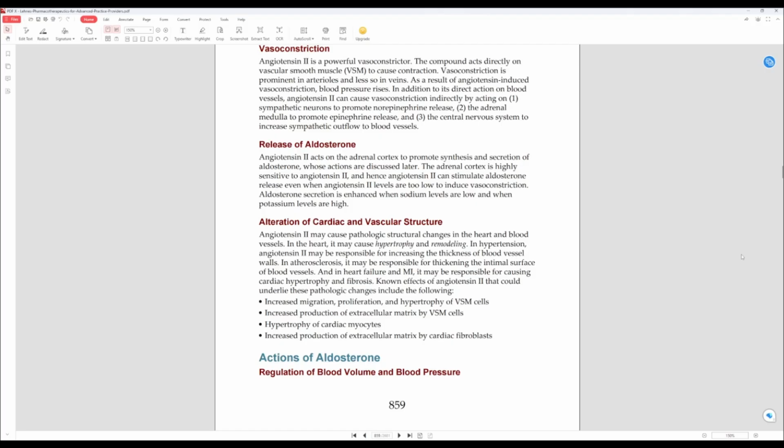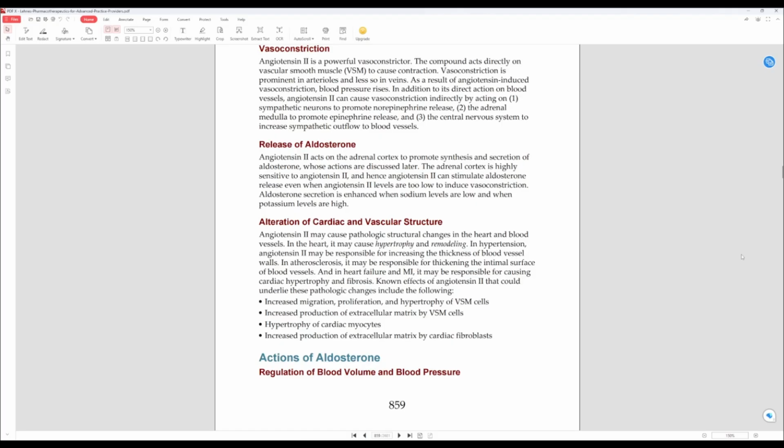So, for instance, vasoconstriction. Angiotensin 2 is a powerful vasoconstrictor. The compound acts directly on the vascular smooth muscle to cause contraction. Vasoconstriction is prominent in your arterioles and less so in veins. As a result of angiotensin-induced vasoconstriction, your blood pressure rises.